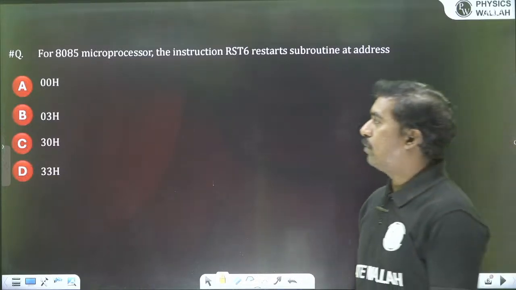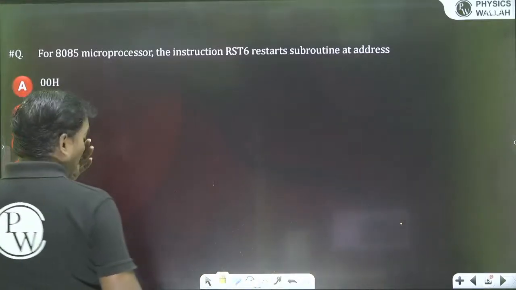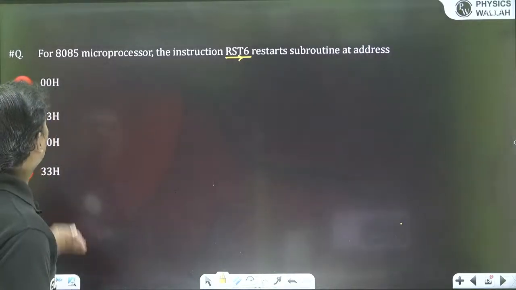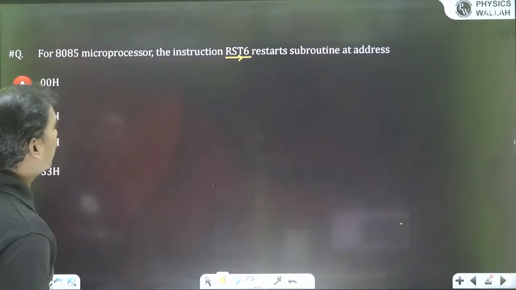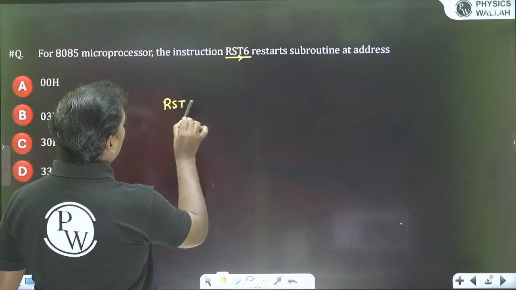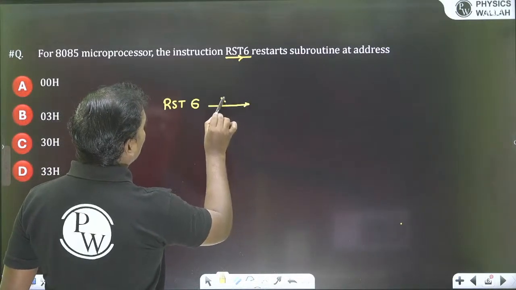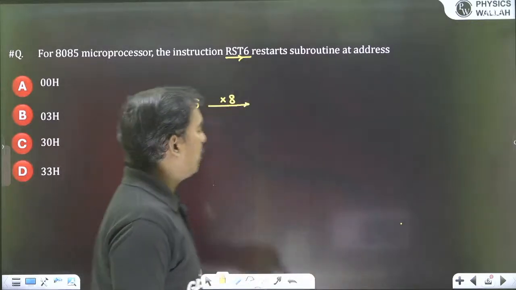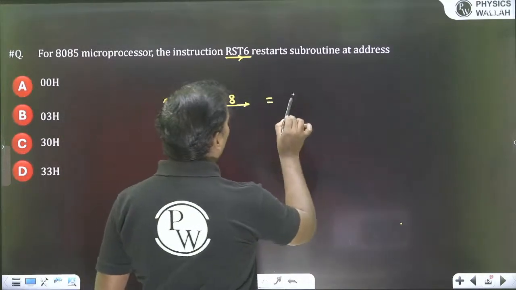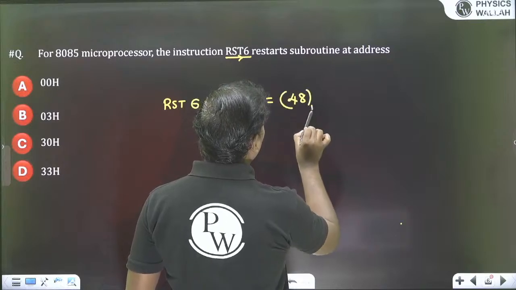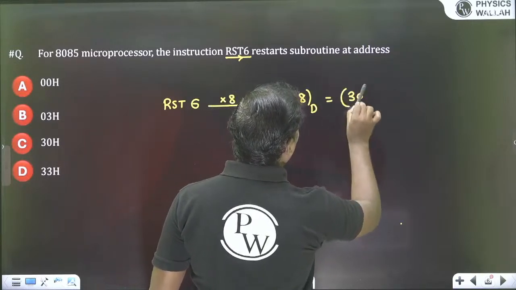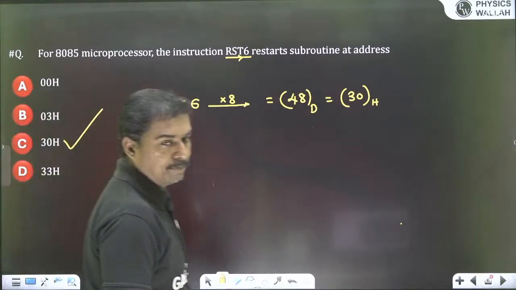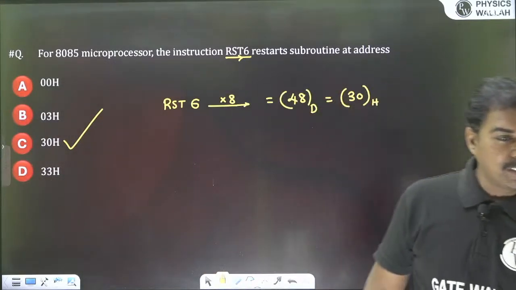Okay, answer this question. For 8085 microprocessor, the instruction RST6 restart subordinate address what? 00H, 03H, 30H, 33H. See RST6. So this is a type number, so we have to multiply with 8. In 8085 microprocessor interrupts, the type number should be multiplied with 8, so that will become 48. So this 48 is in decimal, so we have to convert it into hexadecimal, that will become 30H. So the right answer for this question is option C, my dear. 30H is the right answer.